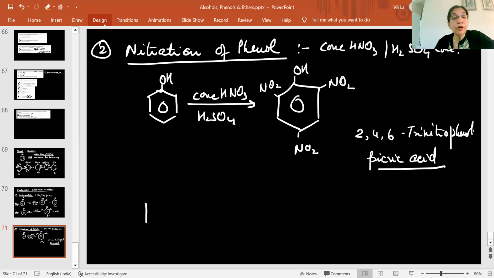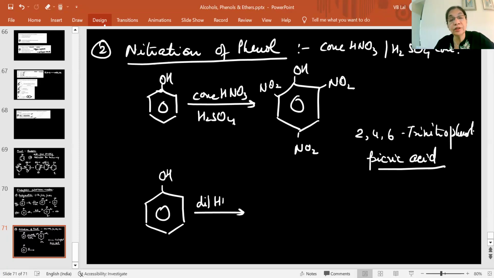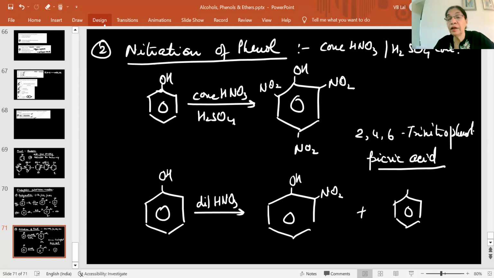Now supposing I want to get only ortho or para nitrophenol. So I take phenol, and this time I do nitration in presence of dilute nitric acid, dilute HNO3. In that case, I will get a mixture of orthonitrophenol and paranitrophenol. And if you can remember, I have told you, orthonitrophenol and paranitrophenol, which of them has a higher boiling point? Can you tell me?